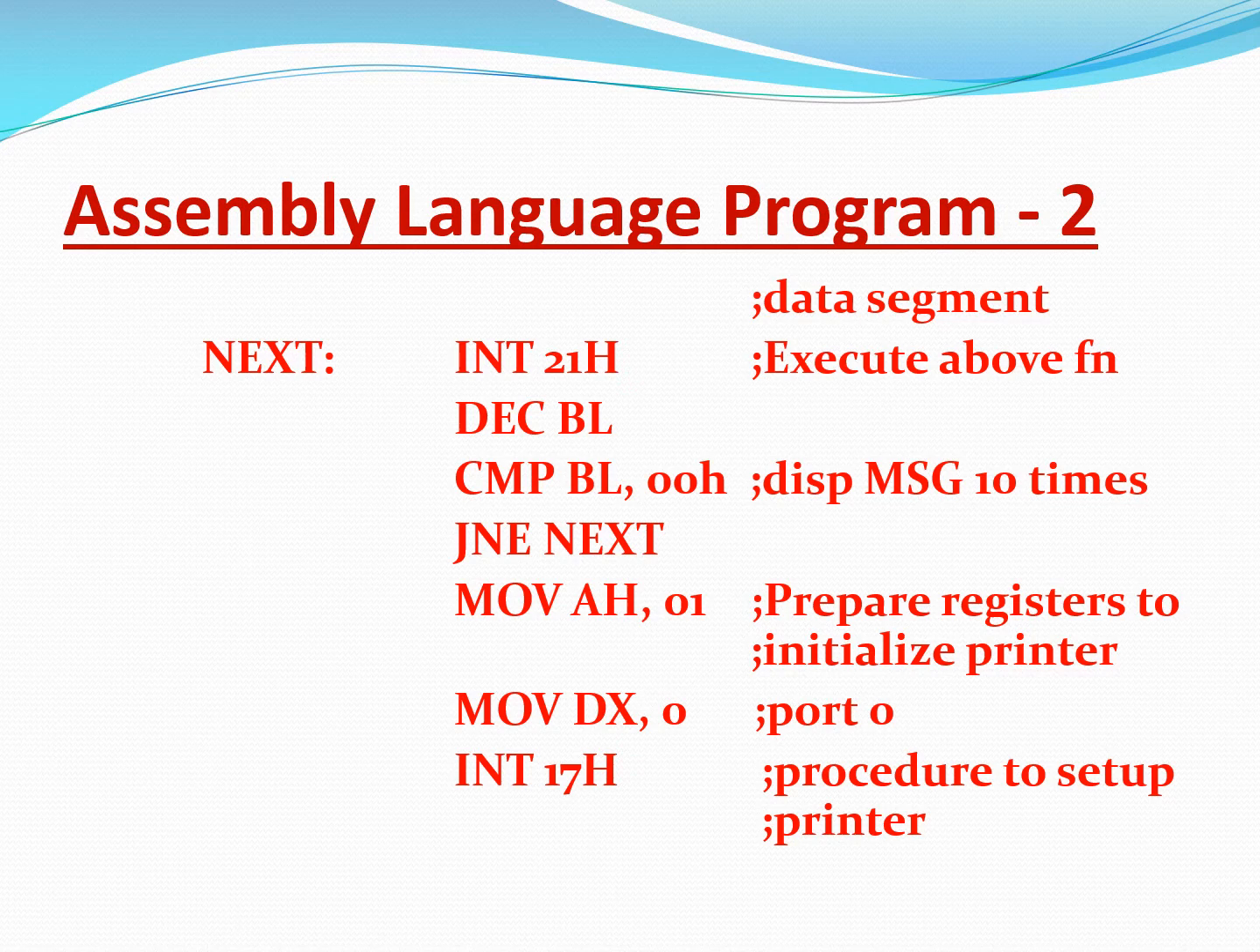MOV AH, 01. Here we prepare the register to initialize the printer. When you move 01 into AH, that means we are trying to initialize the printer. Similarly, MOV DX, 0, so we are making use of port 0, and the port 0 address is moved into DX, and INT 17H. This procedure is used to set up the printer.